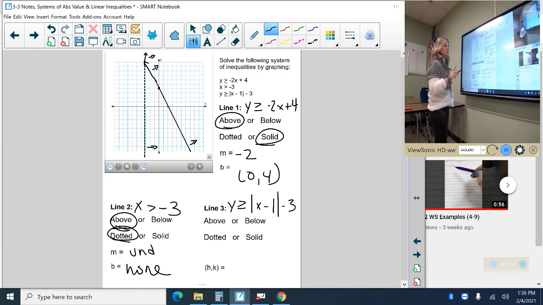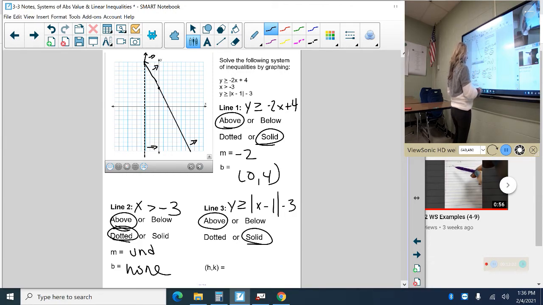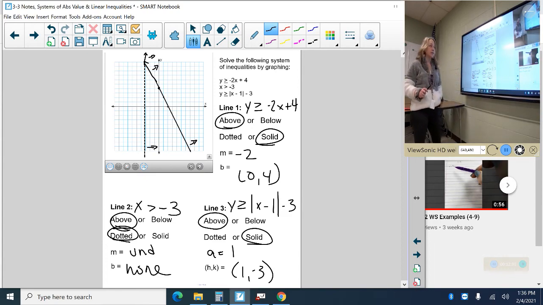Now this one's new and different. This one is an absolute value, so we have to know how to graph an absolute value. If you remember, greater than or equal to means I'm above the line or above the V. It's a solid line, and I need to know my h, k and my a value. A value is 1, h, k is 1, negative 3. Don't forget to think opposite on the inside of the parentheses.